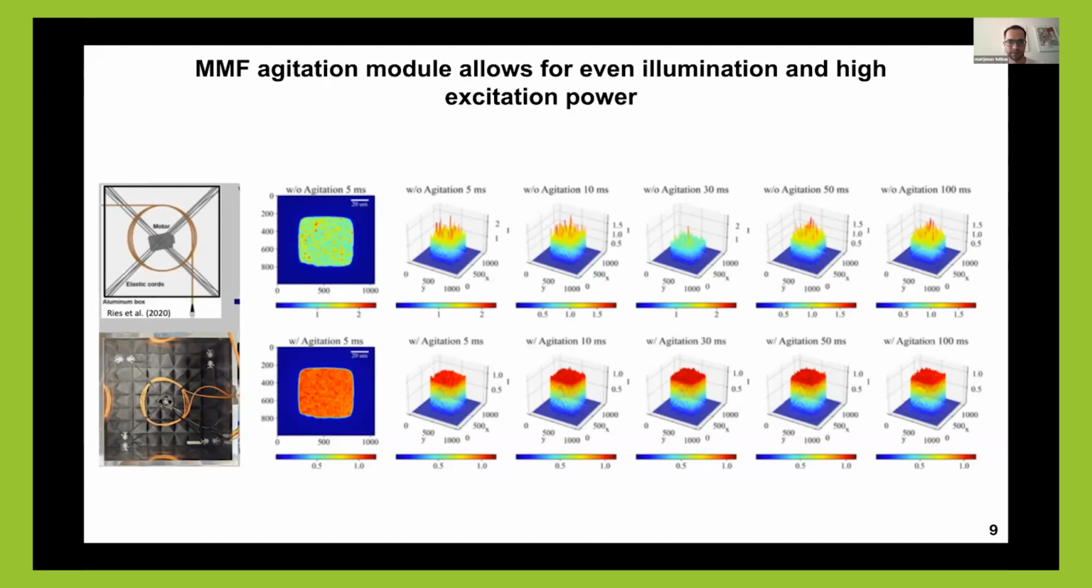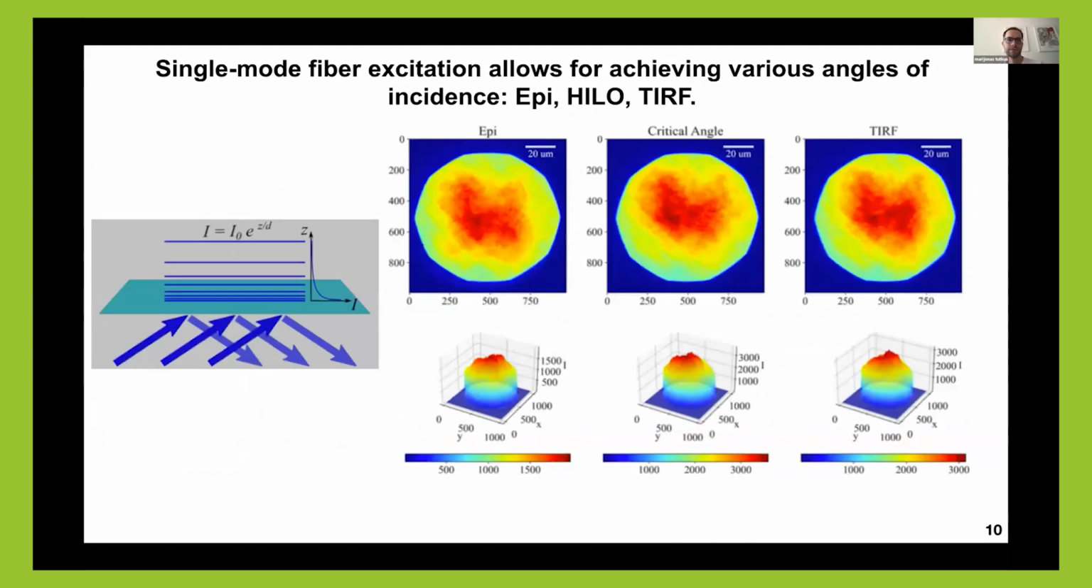Then with the single mode fiber, as I said, we can work with epi, HiLo, and TIRF modes. It all depends on the angle of incidence, and we expand the beam as much as we want. This is a parameter we can change. And then the expansion of the beam is basically setting the flatness of the illumination field. But the drawback with the single mode fiber is that the coupling is not perfect, and we typically couple no more than 20% of the whole open source laser box into this one.